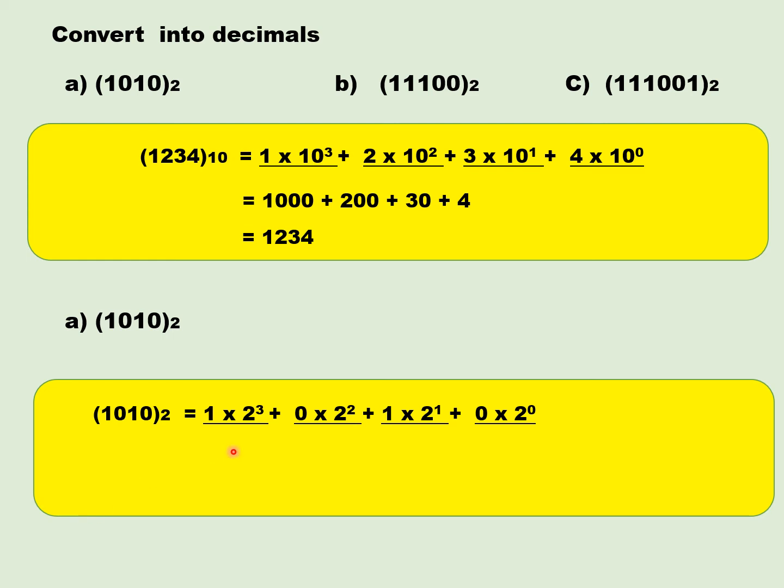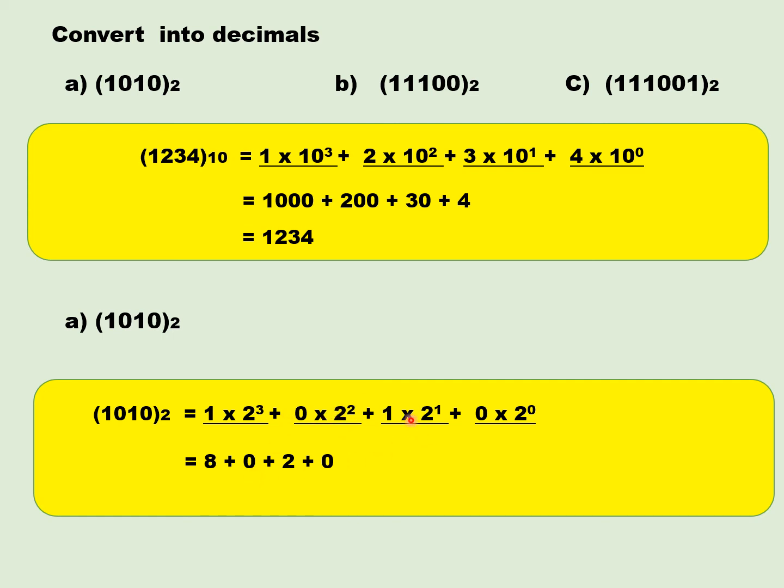You see here before we write the answer, 2 raised to 3 means 2 into 2 into 2. Just like 10 raised to 3, I have told you, is 10 into 10 into 10, right? 10 into 10 is 100, into 10 is 1000. Here 2 raised to 3 will be 2 into 2 into 2, means 2 into 2 is 4, 4 into 2 is 8, 8 into 1 will be 8. Then 0 into 2 raised to 2. 2 raised to 2 means 4. 4 into 0 will become 0.